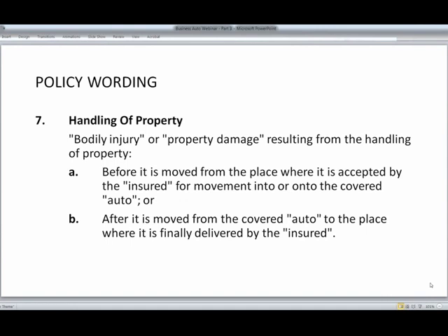Exclusions 7, 8, 9, and 10 have to do with how the policy relates to general liability and auto liability. Where the auto form starts coverage, the general liability policy excludes coverage. Where the general auto policy stops coverage, the general liability policy picks up coverage.